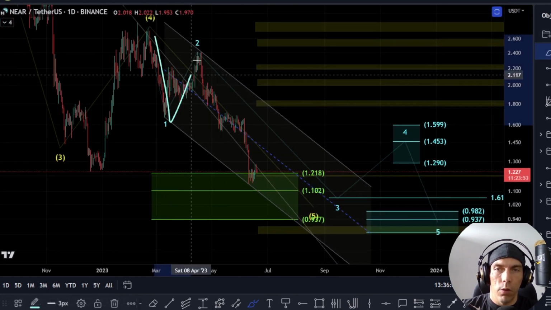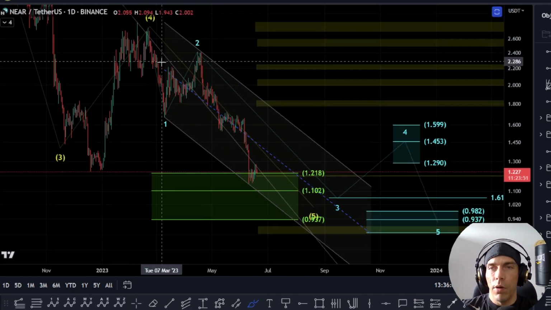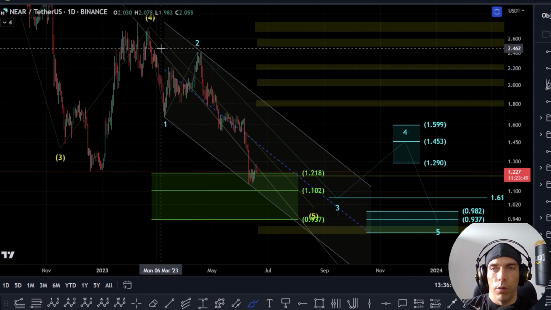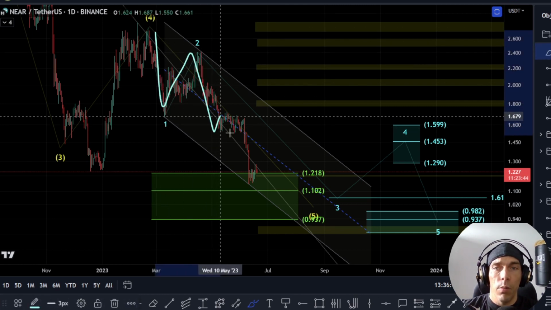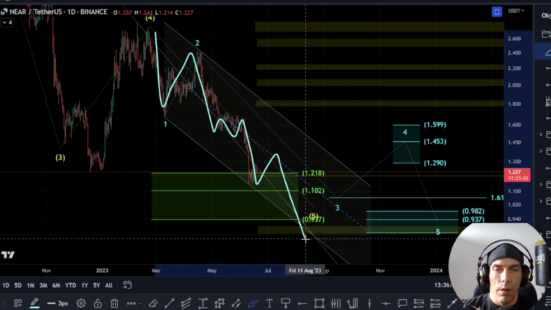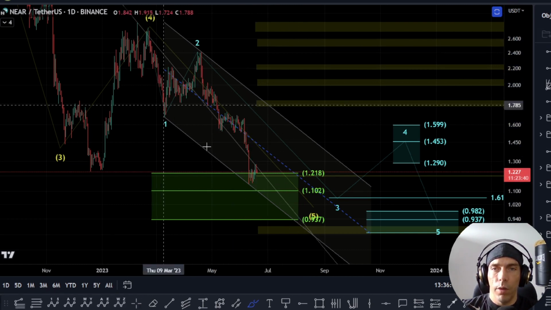At the moment, we just have corrective structure here. There's many ways of counting this. We could argue that within this is W, X, and Y for an A wave. We've got a connector wave here. We have another A, B, C. There's a lot of ways we can count this.